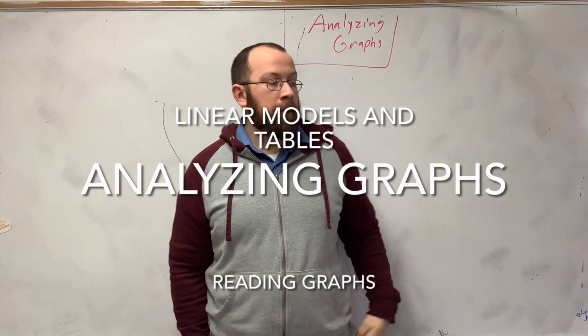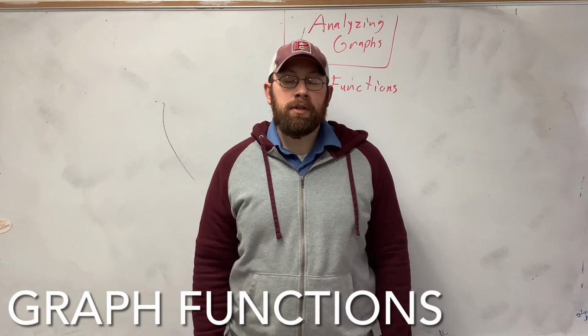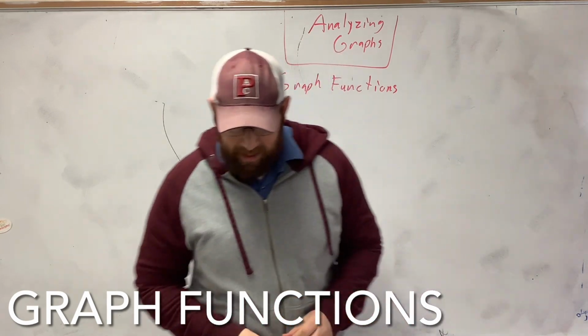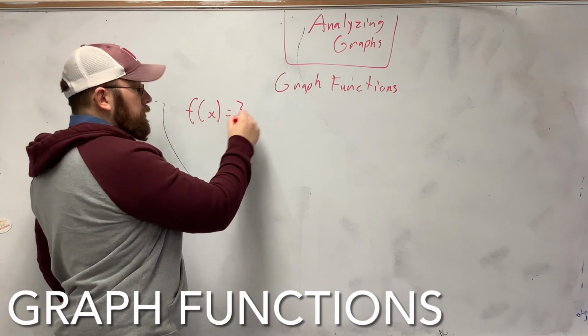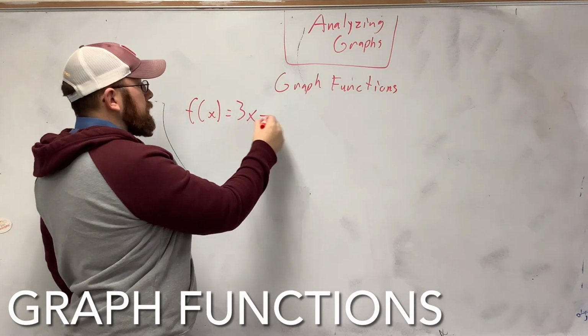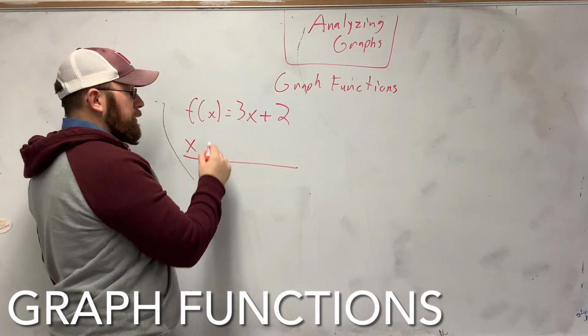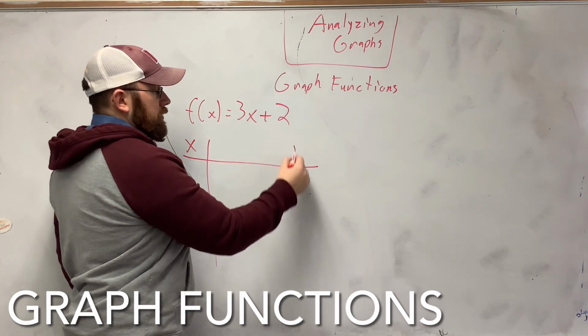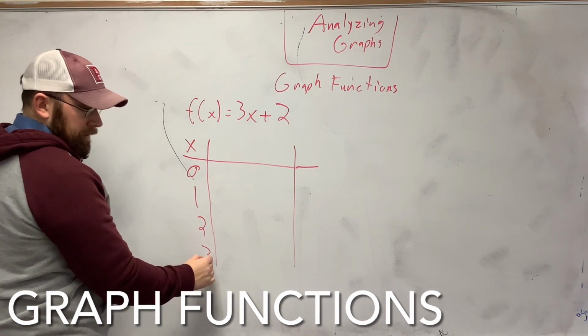Hello, today we're going to talk about analyzing graphs. Alright, the first thing we're going to do is graph a function by using a table. So, use f of x equals 3x plus 2. So, using a table, and I'm going to do this an expanded way out, and I'm going to use the numbers 0, 1, 2, and 3.